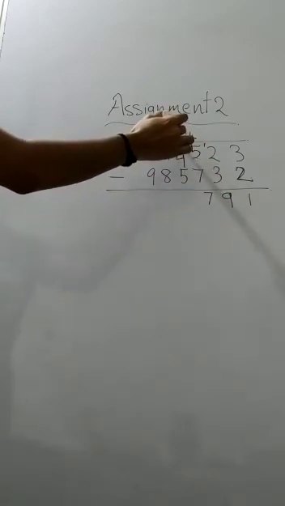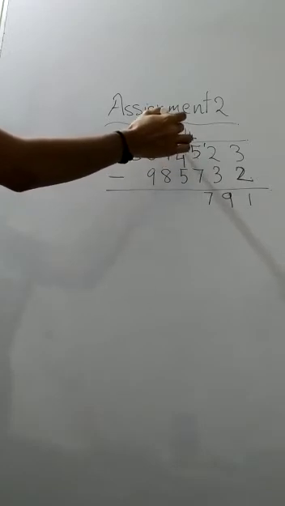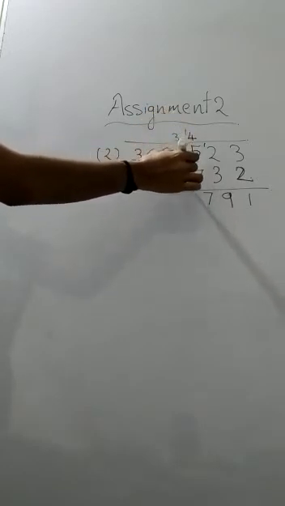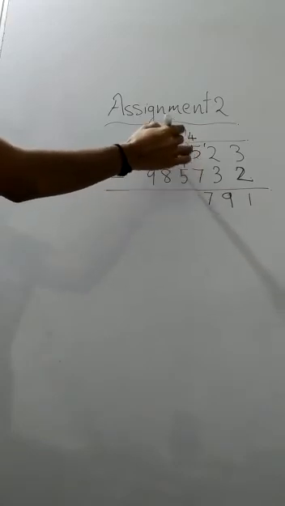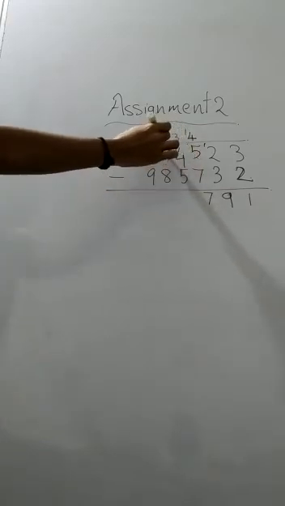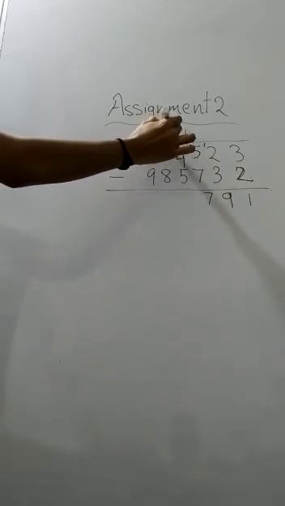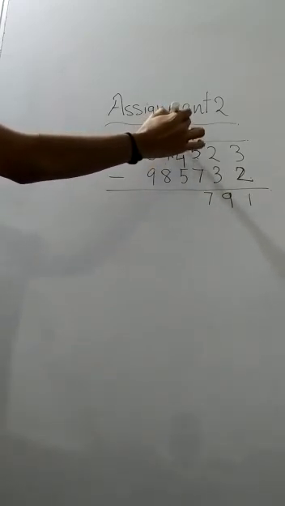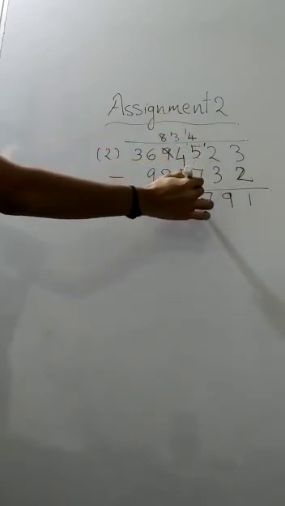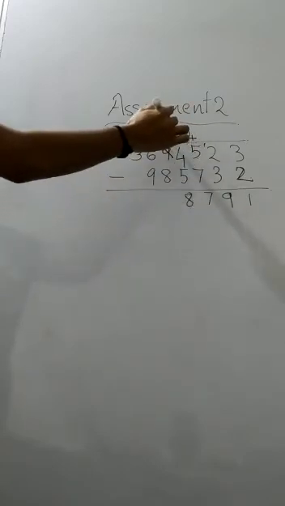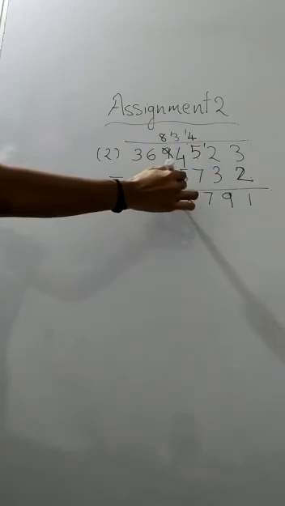Next here, this 4 has turned into 3. So now 3 minus 5 you can't do. So this you will cut and turn into 8, and you will borrow 1 here. That means 13 minus 5 will give you 8. Now 8 minus 8 will be 0.